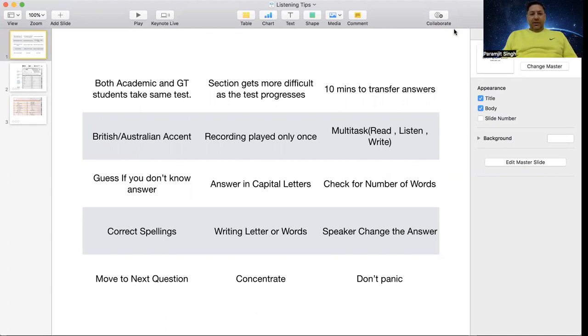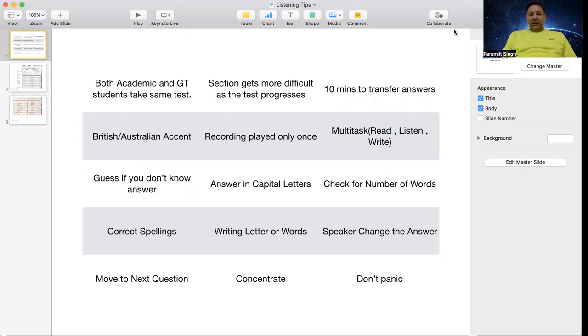Fine. Next. When you copy your answer from your question paper to the answer sheet, please make sure that your spellings are correct. If your spellings are wrong, although it may sound like the correct answer, your answer will still be wrong. Fine.